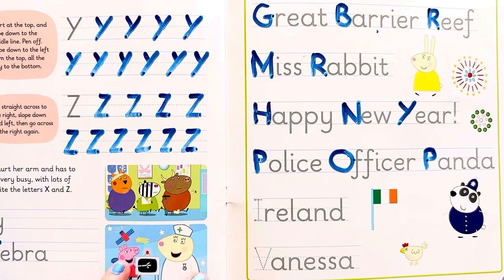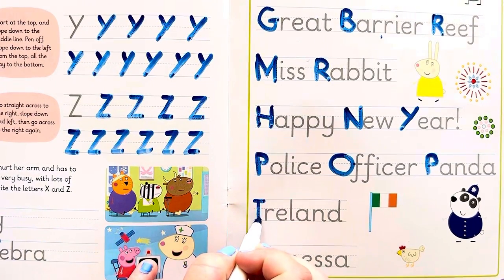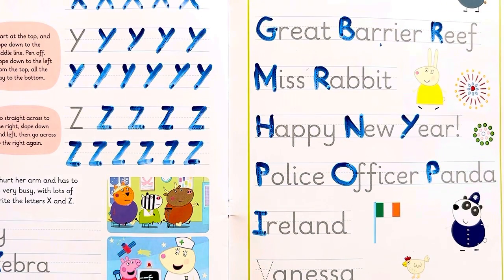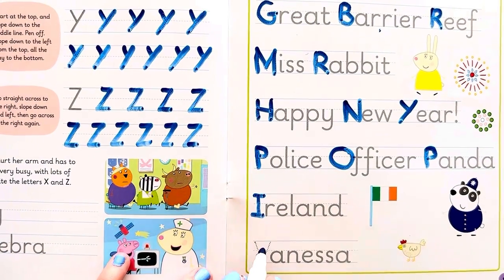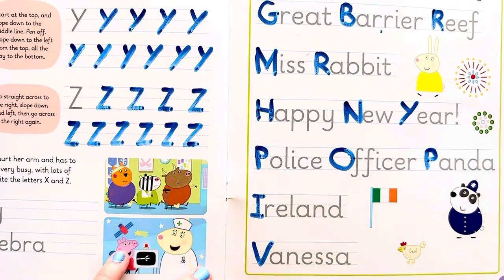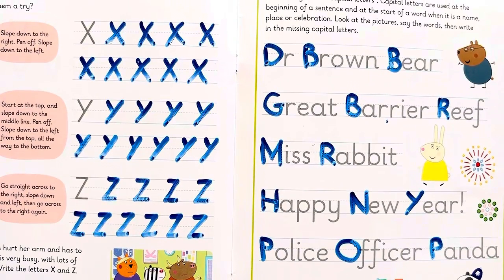Ireland or England or America. A country, a place has to be always starting with the capital letter. And a name, Vanessa, George, Peppa, has to be always in capital. The end.